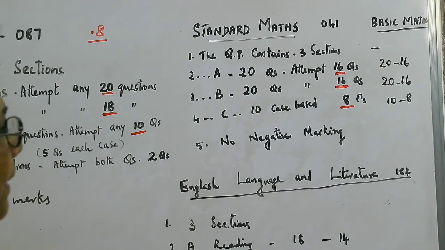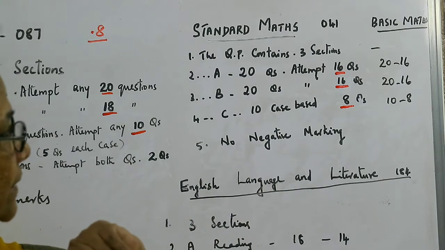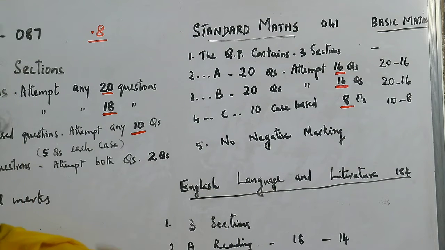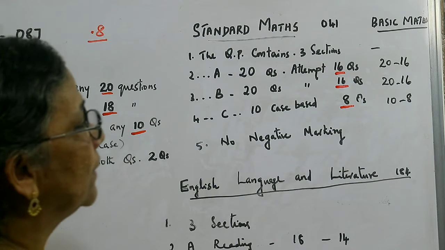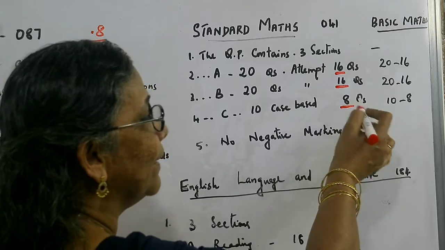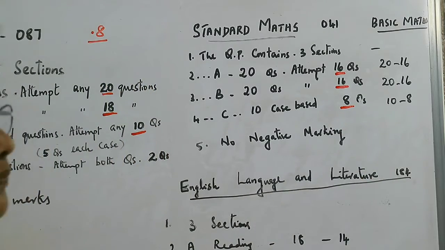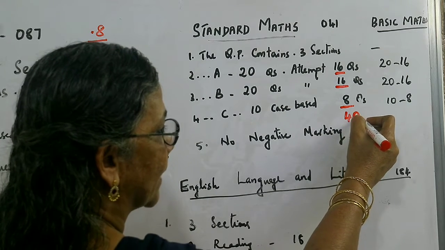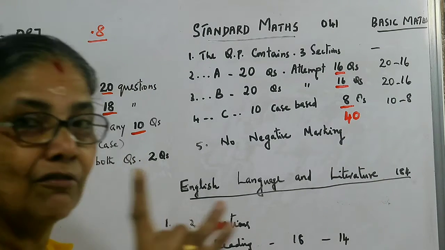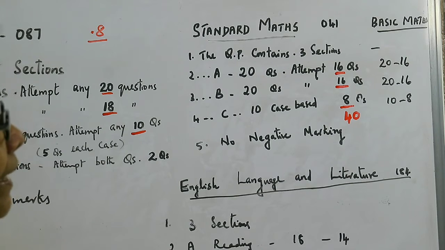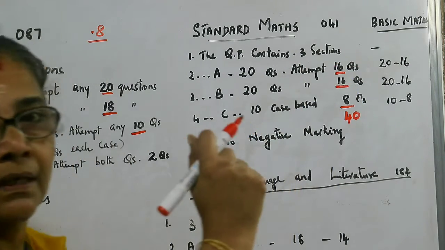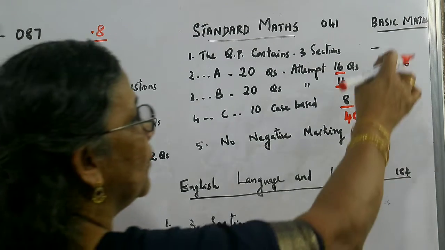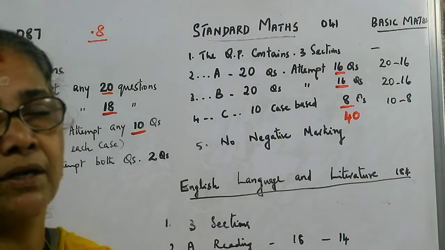There are 10 case-based questions, and among them you have to attempt 8 questions. So the total mark here is 40 itself. You have to attempt 40 questions, which means 1 mark each. 16 plus 16 is 32, plus 8, you get 40. So 1 mark each. Then for basic maths also, you have to follow the same thing.